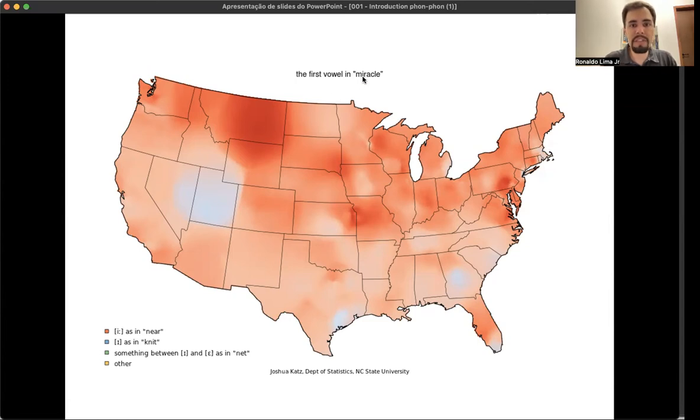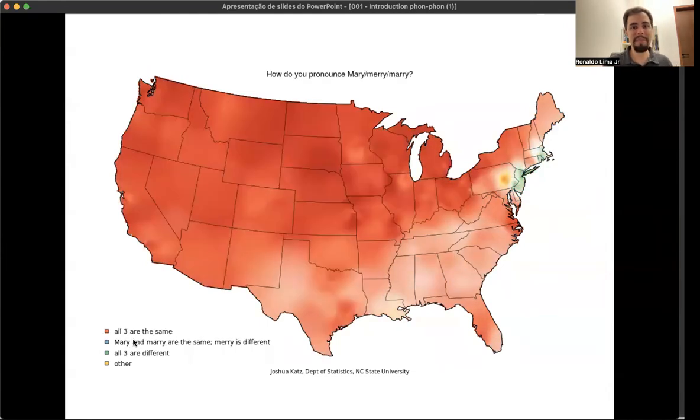The question here was the first vowel of "miracle." Do you pronounce it "E, miracle," or "E, miracle," right? And people favor one, but not in a very strong way, okay? What about these three words? According to a dictionary transcription, the first and the third would need to rhyme, right? "Mary." And the one in the middle, "Mary." But for most people, all three are the same, except there is this little region here that they say all three are different, right? It's, if I'm not mistaken, the Mid-Atlantic, Baltimore, Philadelphia area.